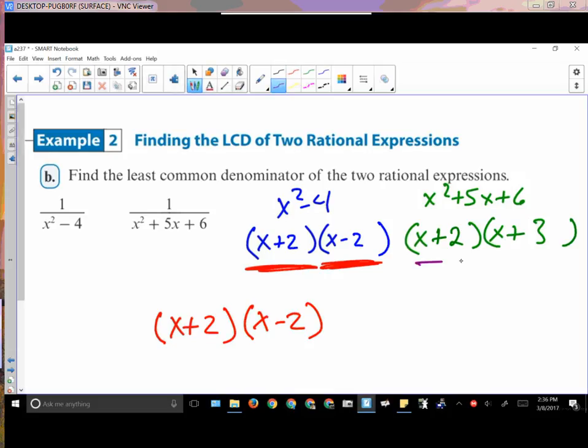I need an x plus 2. I have an x plus 2. I don't need another one. I need an x plus 3. Do I have an x plus 3? And no, so I have x plus 3. This is the denominator that we are going to have to use. Factor and get the pieces that you need for each one of them.